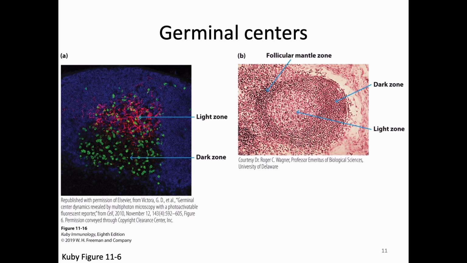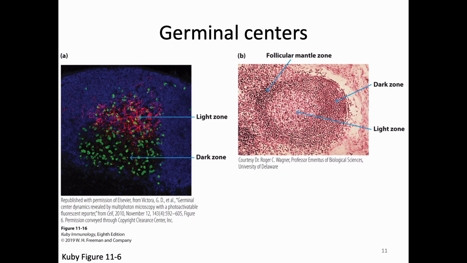And in fact, that's something you can think about in terms of what's going on there, because the dark zone is the place where you have lots of cell division. And so it's crowded. And the light zone doesn't have a lot of cell division. In fact, you might imagine it has a bunch of cell death. And so it's not as crowded.